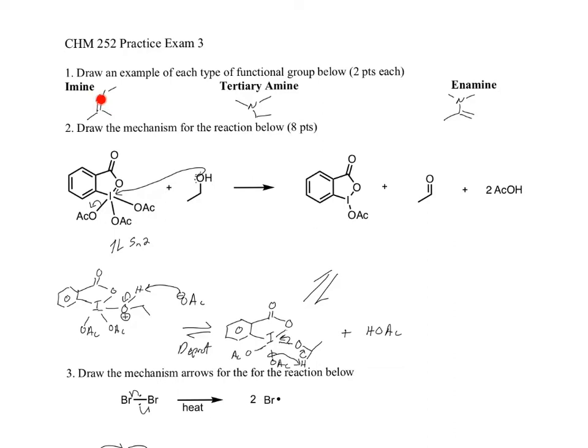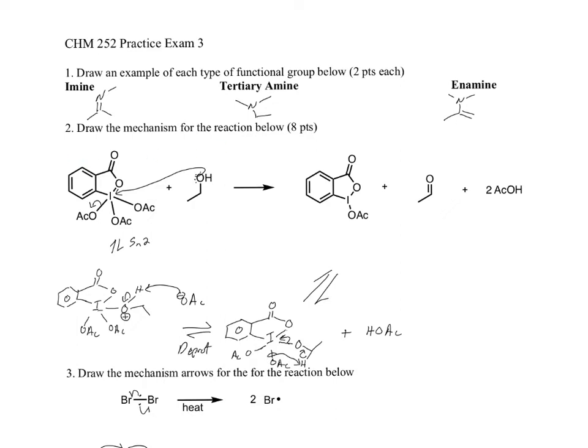This is an imine, a nitrogen double bonded to a carbon. That's an imine. A tertiary amine is a nitrogen that has no H's bonded to it. That's a tertiary amine. And then an enamine has that double bond, that pi bond, right next to the nitrogen. This is the part that's an enamine. So knowing some of those new functional groups is the key.